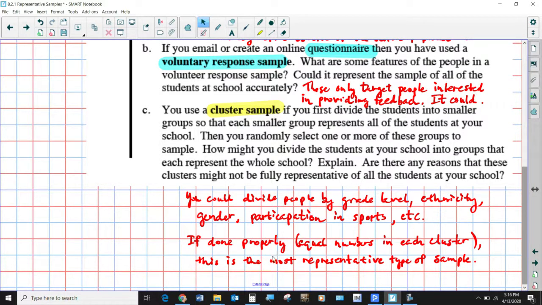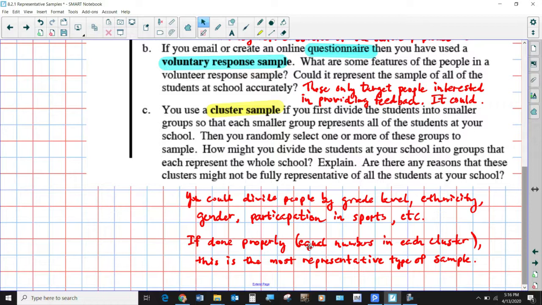If it's done properly, this is the most representative type of sample. But the key is, you don't want to have a group of 7th graders and a group of Hispanics and a group of women and a group of soccer players and then choose those groups. What you want to have ideally in your cluster sample is a properly proportioned number of students in each grade, their ethnicity level.